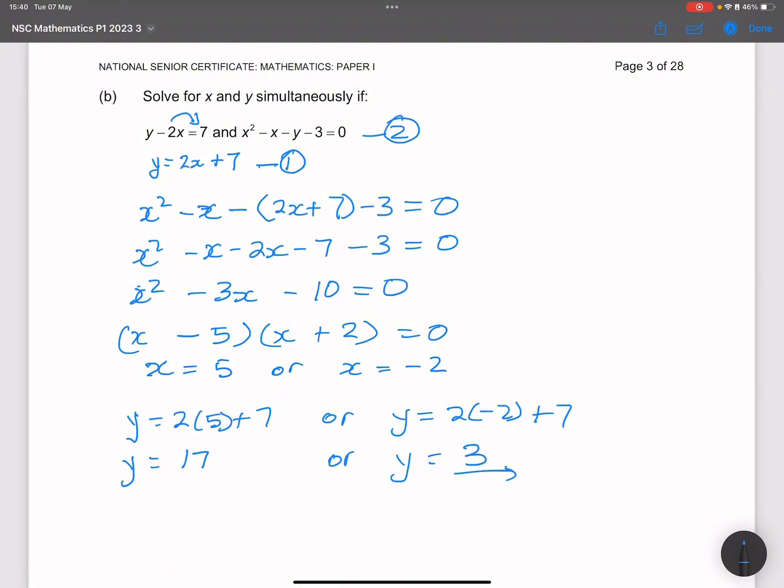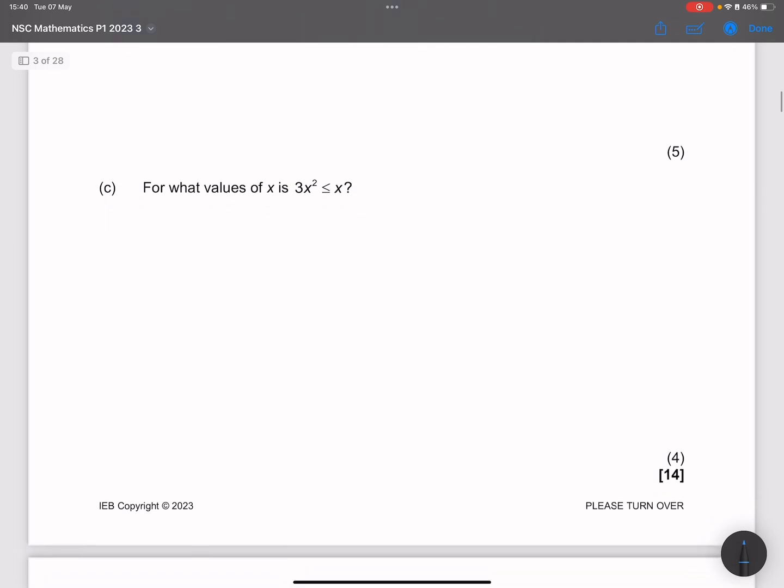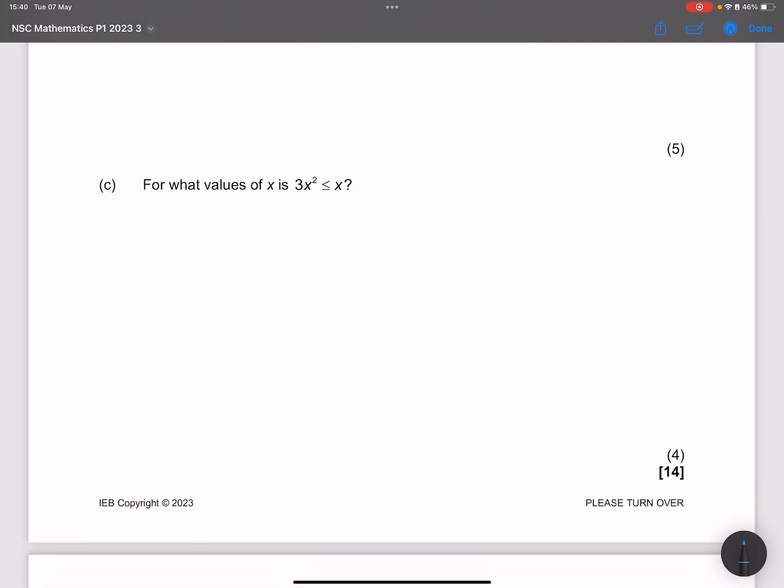All right, and that is our solution. Now they're asking us on the next one, for what values of x is 3x squared less than x? So what we're going to do is find our critical values first.